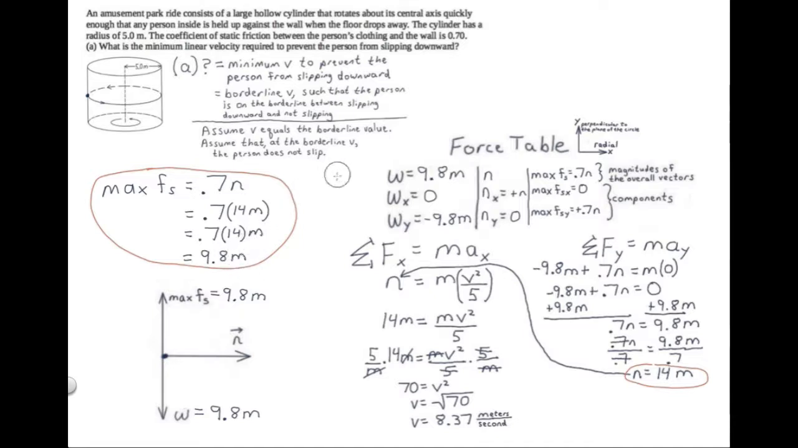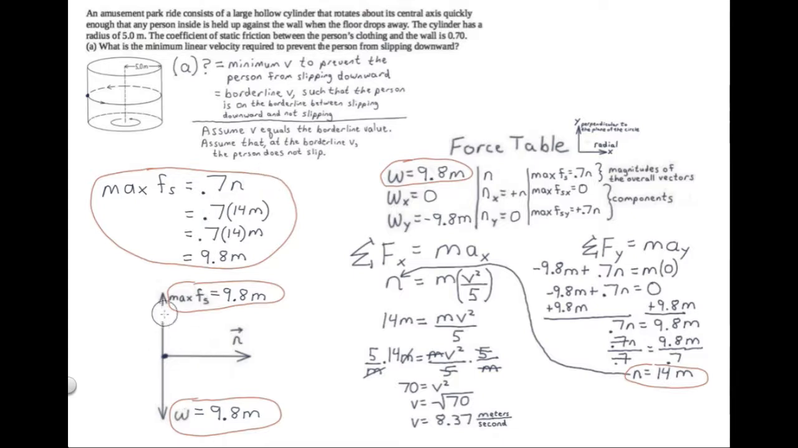Does that make sense? Well, the magnitude of the weight force is also 9.8 m. So we need to ask whether it makes sense that the magnitude of the maximum static friction equals the magnitude of the weight force. Well, the weight force is trying to make the object begin slipping down the wall. But remember that we're assuming that the person will not slip.